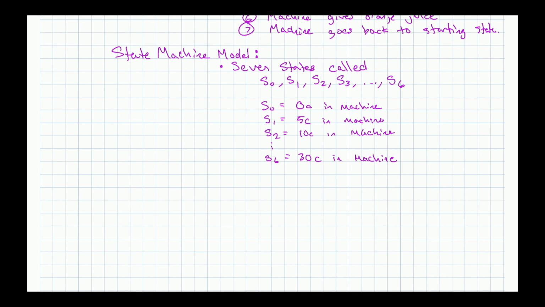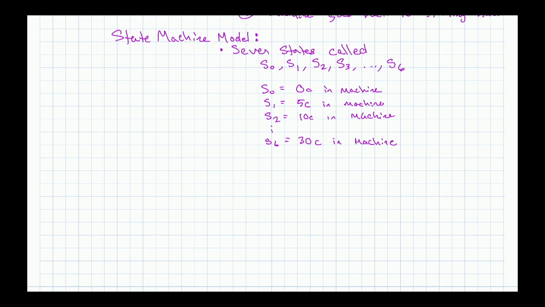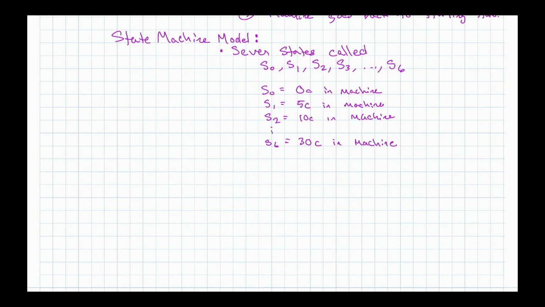And we don't need any more states than that because even if momentarily there's more than 30 cents in, we're just going to refund it as the next thing we do. So the machine never sits there with more than 30 cents in it, so we don't need a state for that. How the machine reacts is going to depend on what state you're in and what you do. As you use the machine, you're going to be moving from state to state.